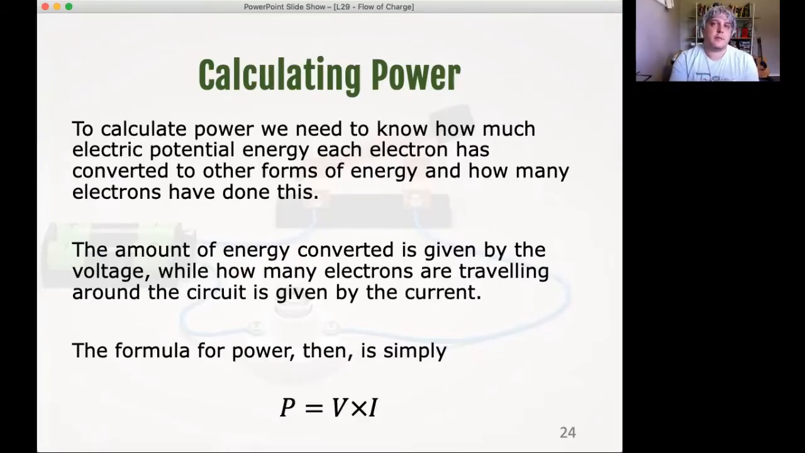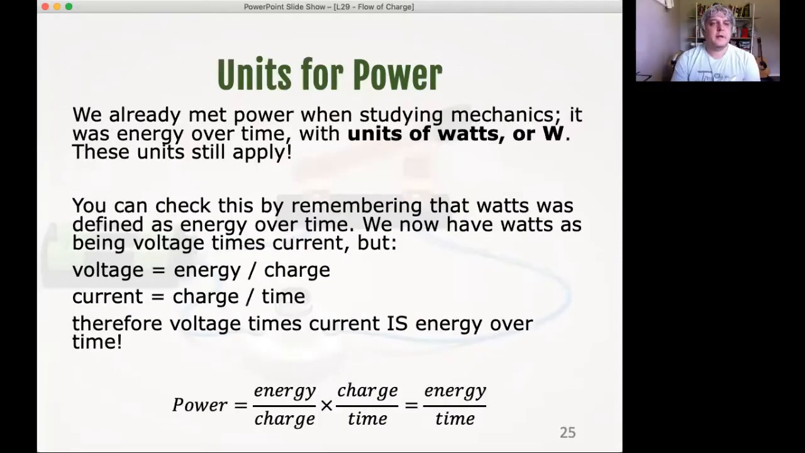We've already got how much electric potential energy there is in the circuit due to the battery, and we've got how many electrons are traveling past every second in the circuit. So power is just the product of those two. It's voltage times current. Voltage is how much electric potential energy there is per unit charge, and the current is how many units of charge are passing every second. All right, so simple formula there.